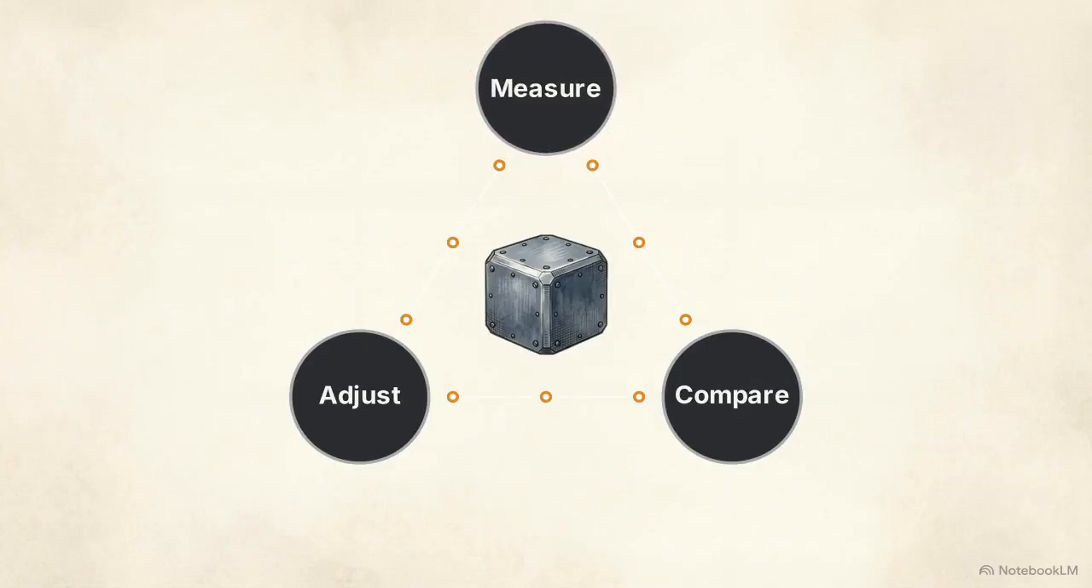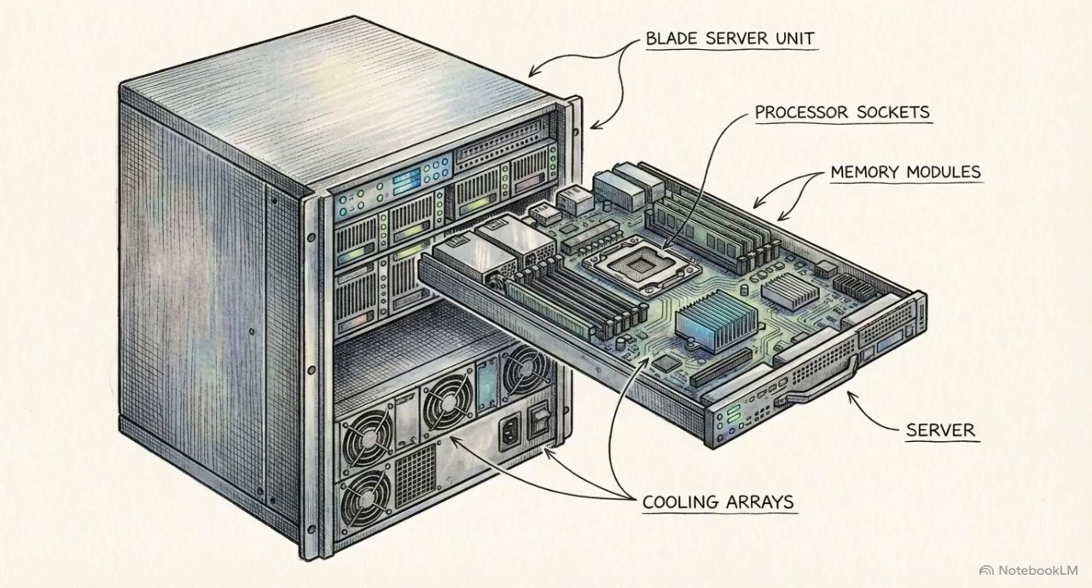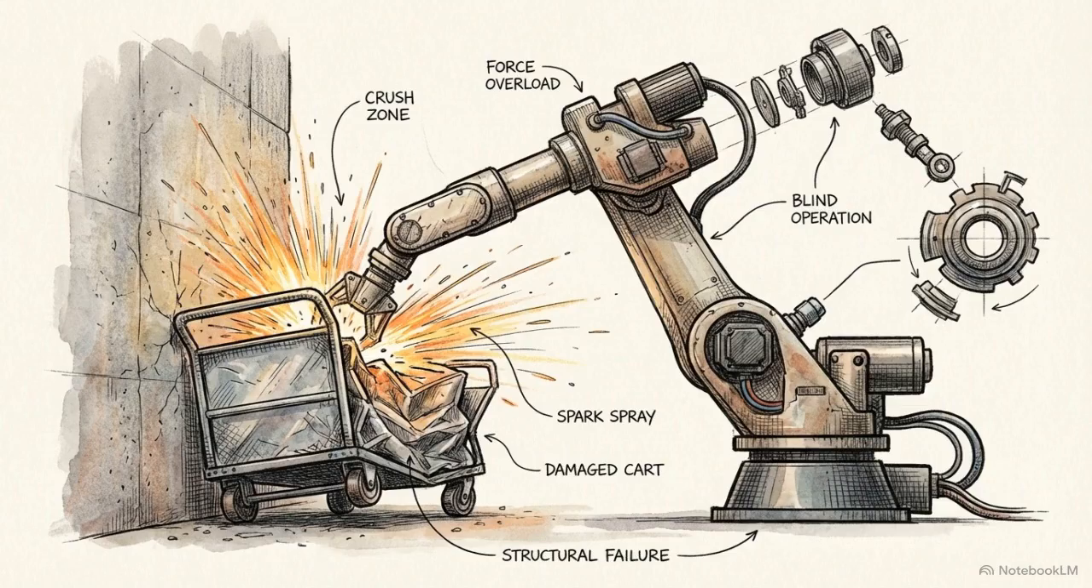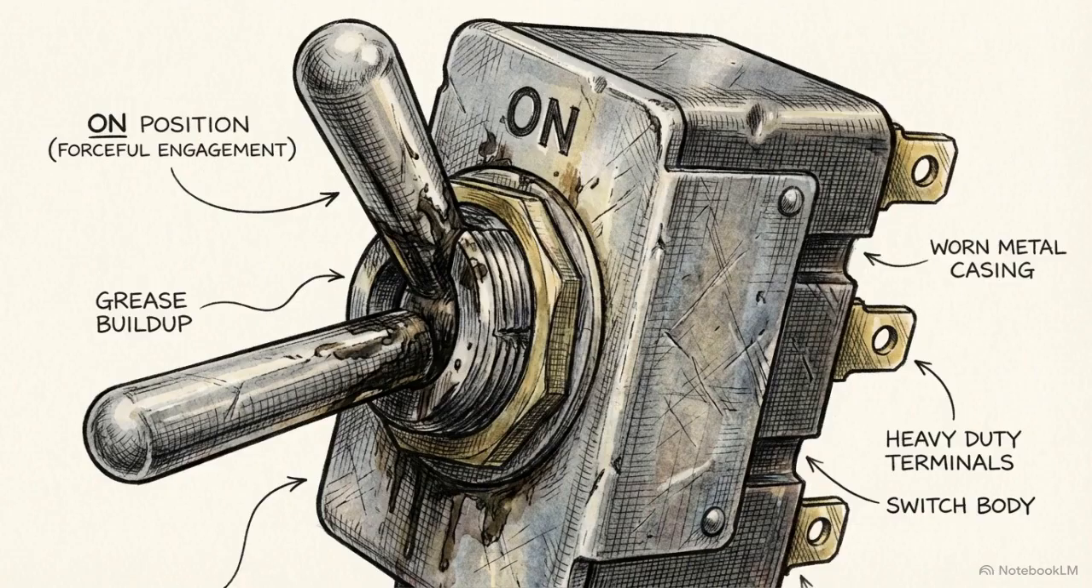The machine measures what it's doing right now, compares that to its target, and then changes its behavior to close the gap. This loop is the essential starting point for automation. Without this constant self-checking, a machine is effectively operating in the dark, unable to see or react to the world around it. Historically, the simplest way to control a machine was a basic on-off switch.